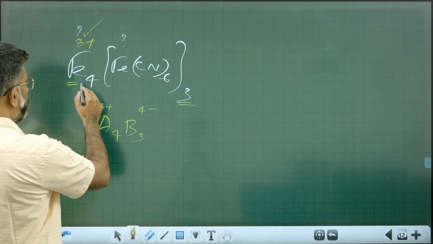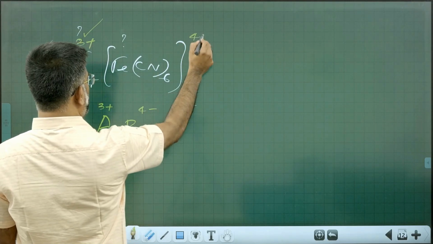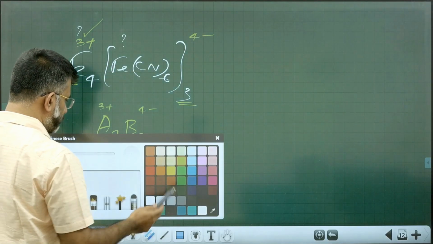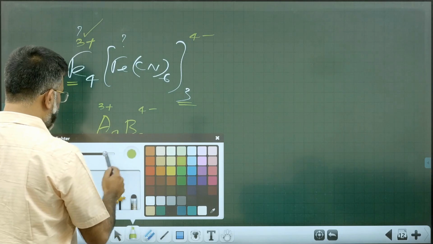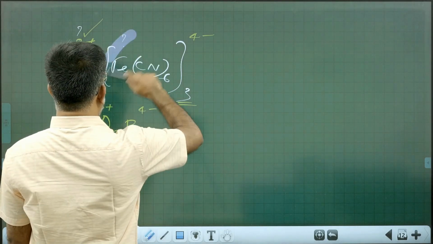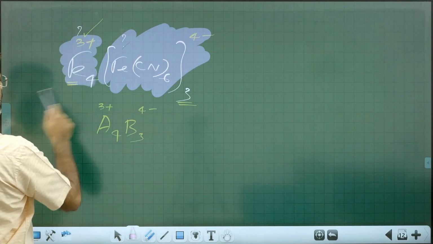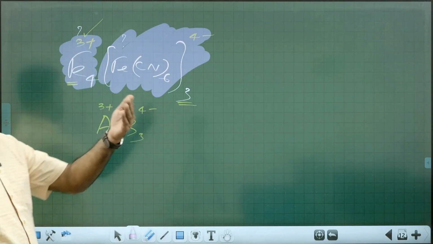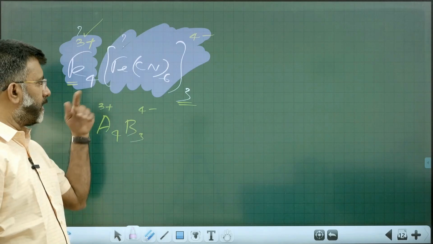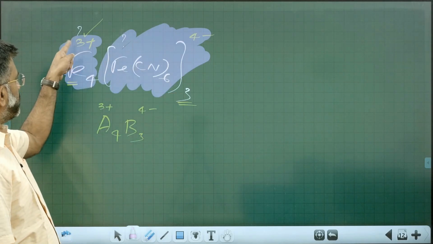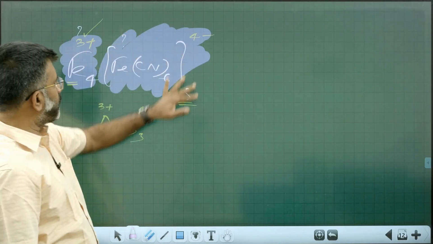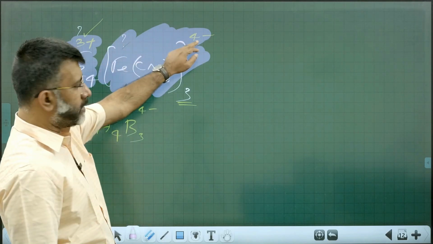And this 4 comes for the entire complex, 4 minus. So the entire complex ion is 4 minus, while this ion is 3 plus. So the ion outside the coordination sphere has charge 3 plus, and this entire coordination entity has charge 4 minus.